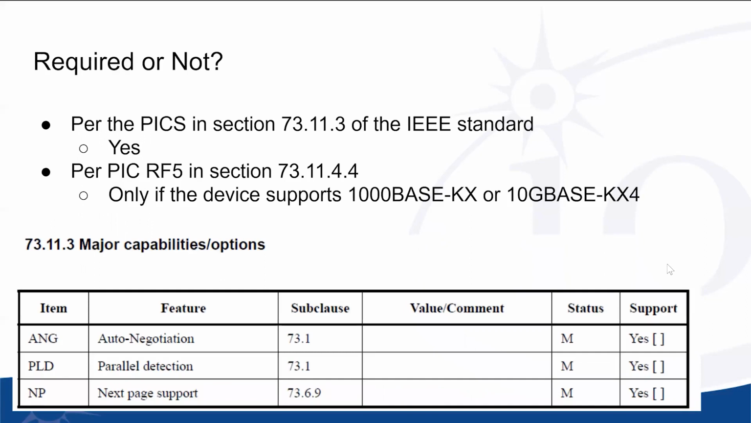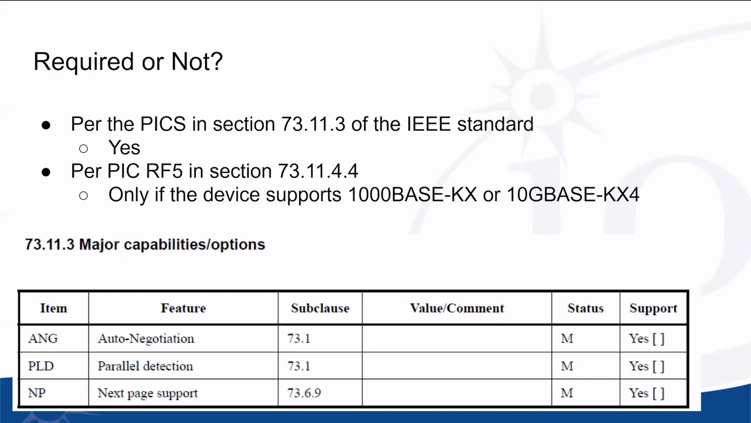That begs the question, is parallel detection required or not? So the parallel detection function, or the features related to it, yes, are required. This is listed out, easily seen, in the PICS section of the IEEE standard. This is from the 802.3 version 2018. The PICS just give a summarized table of the requirements that are provided in that subclause.